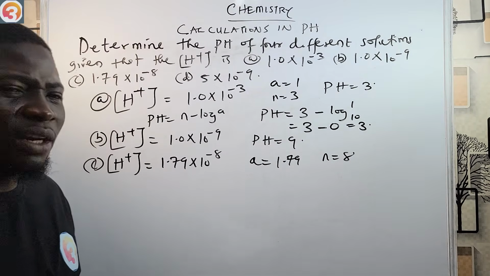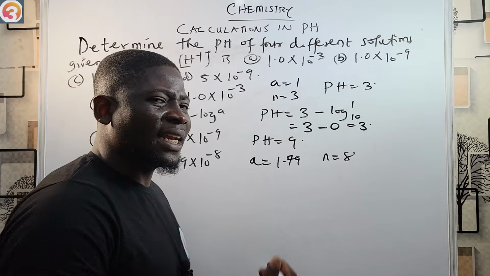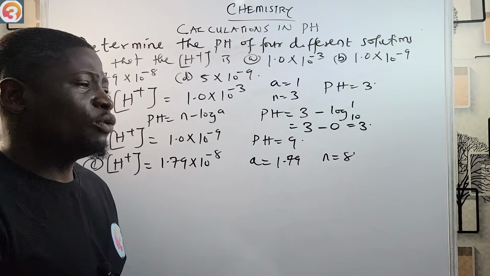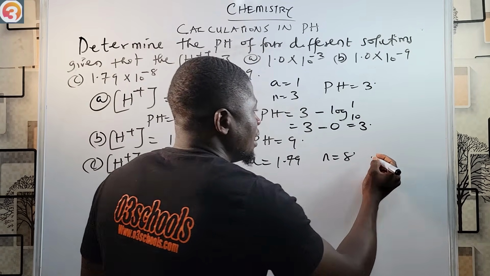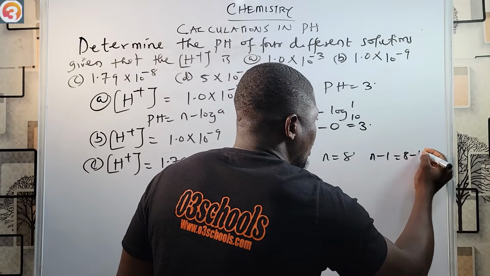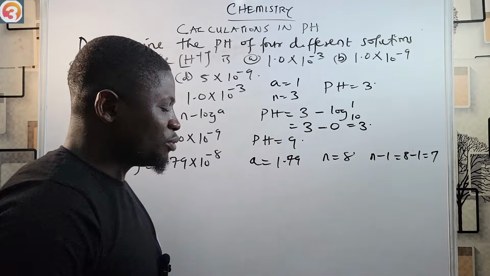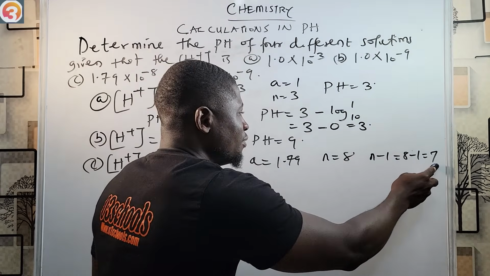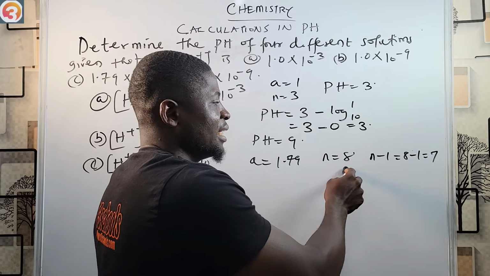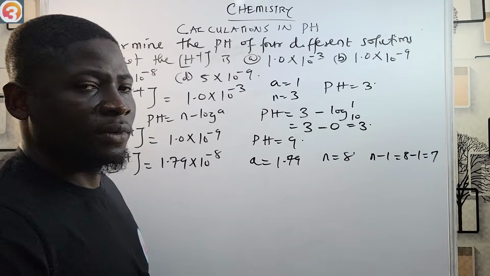Now, we already know that when A is not exactly 1, when A is a number greater than 1 but less than 10, then the pH is between N and N minus 1. N is 8, N minus 1 will be 8 minus 1, which is 7. That means the pH is between 7 and 8. The pH is between N, 8, and N minus 1, which is 7. Hope you are there.